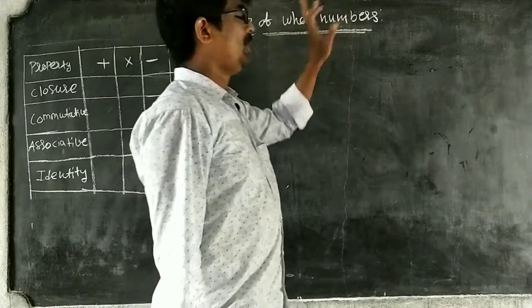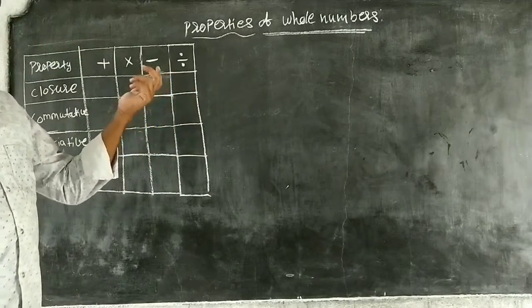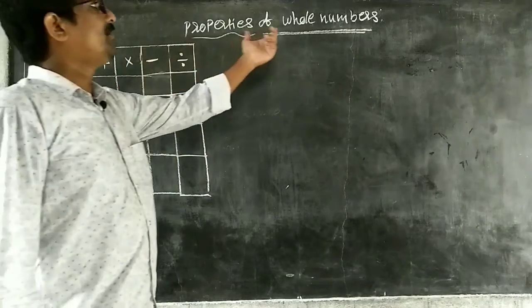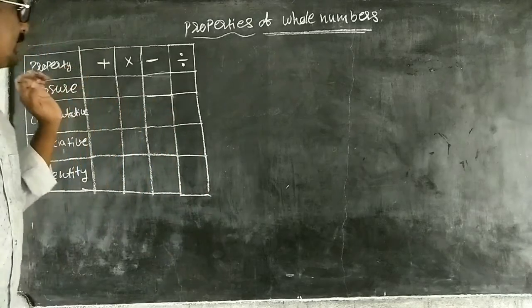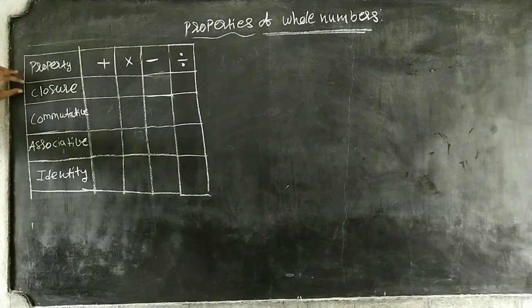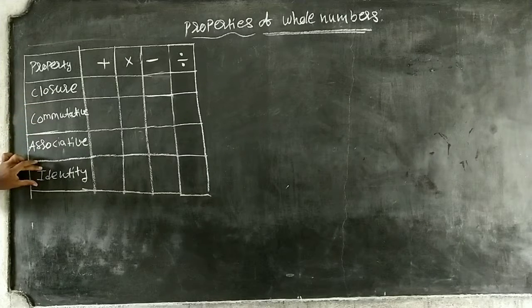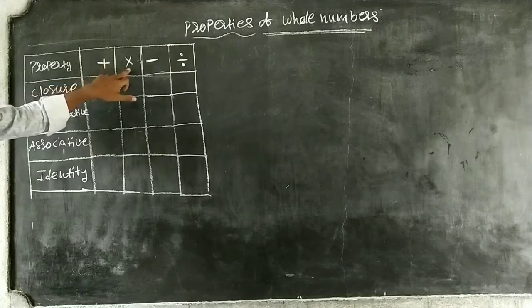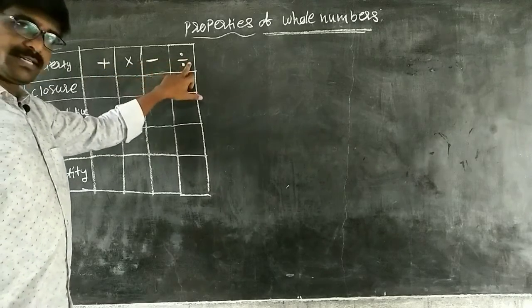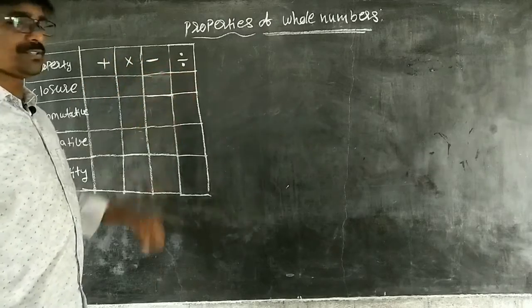Properties of whole numbers. This is one of the important and easy topics to understand. These are the properties of whole numbers. In the first property, closure property, then commutative, associative, identity. These apply to addition, multiplication, subtraction and division.